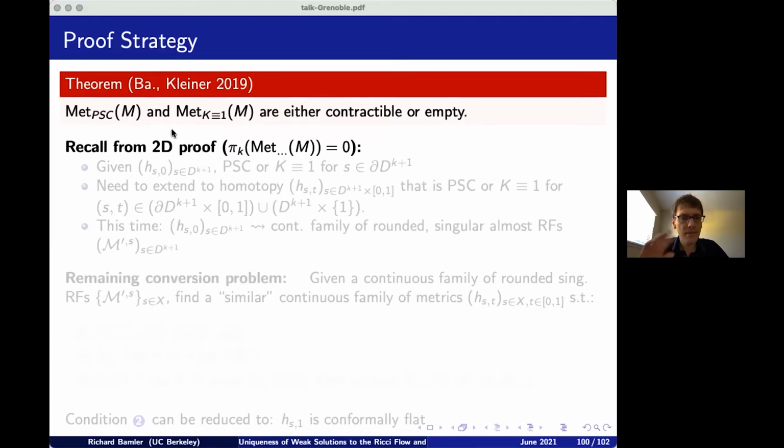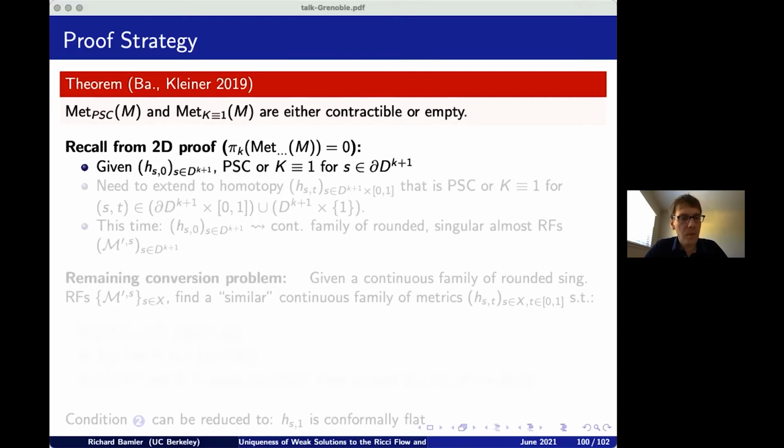And let me look at this two-dimensional proof a little differently. Okay, let me phrase this in terms of homotopy groups. Okay? All right, so we want to show that the kth homotopy group of either this space or this space is equal to 0. Okay? All right, so how would we show this in the two-dimensional case?